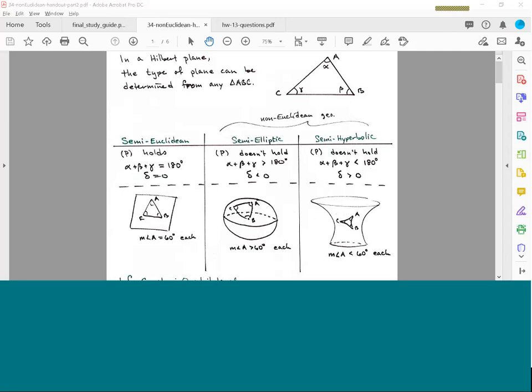And I'm going to just tell you, this is called the defect. The defect would be 0. It's 180 degrees minus whatever your angle sum is. That's all the defect is. You don't need to know about it for what we need. Today's our last day of class.